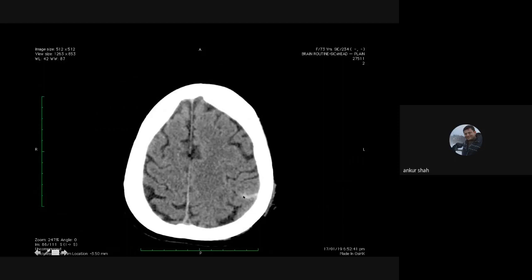Even there is a focal hyperdensity in one of the sulci. If you see this, all the sulci are filled with fluid except this one, which is filled with blood. So this is a focal subarachnoid hemorrhage. All these can be detected with the help of CT scan.